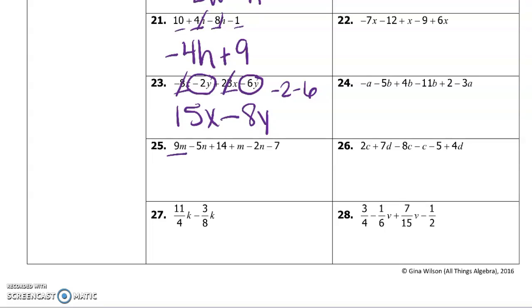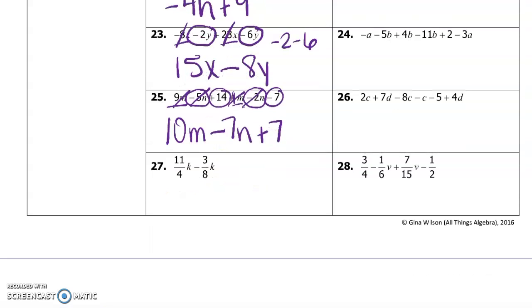25, we have 9m plus 1m, giving us 10m. So cross those out. Be very careful here. Negative 5 minus 2. All right, that's a negative 5 minus 2 gives us negative 7. So minus 7n. And then we have 14 minus 7 gives us positive 7. So we'll write plus 7. So don't write down a plus or minus until you know if the number is positive or negative. If it's positive, you're going to write a plus sign. If it's negative, you're going to write a minus sign.